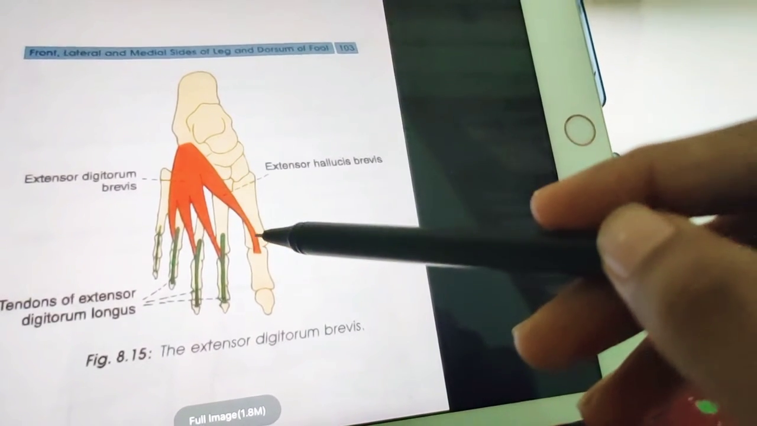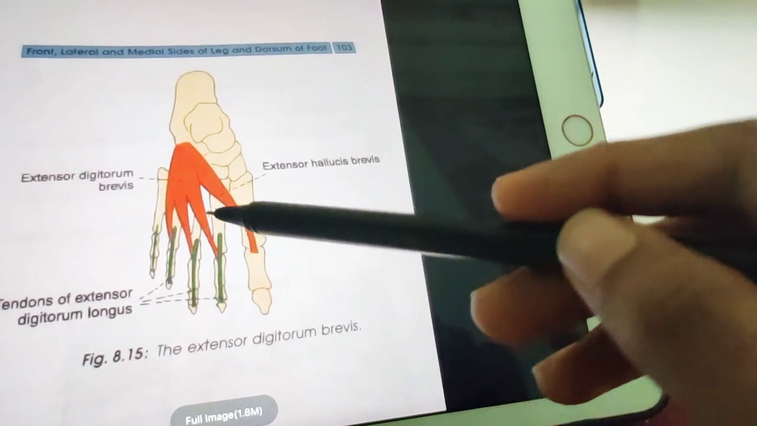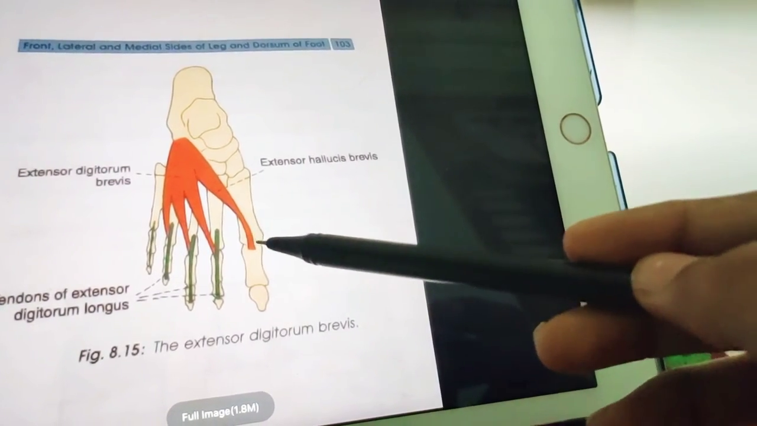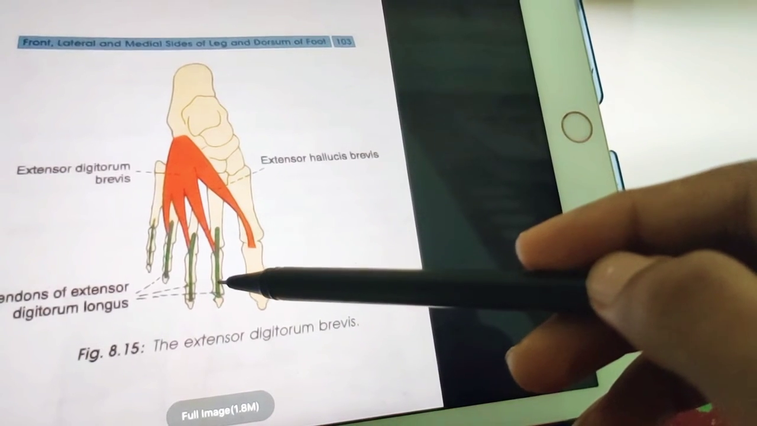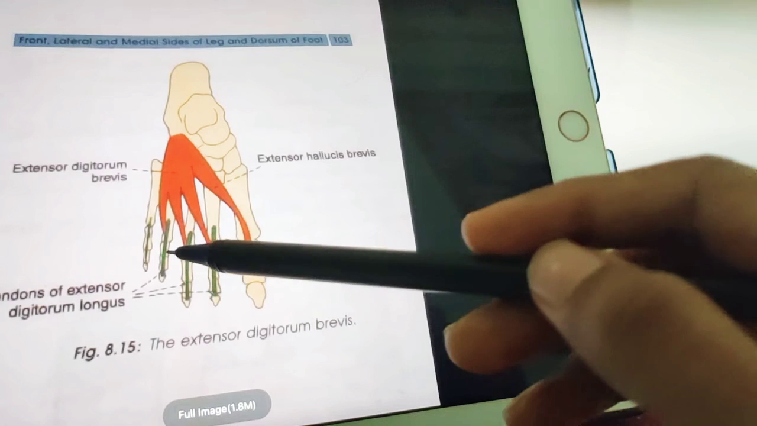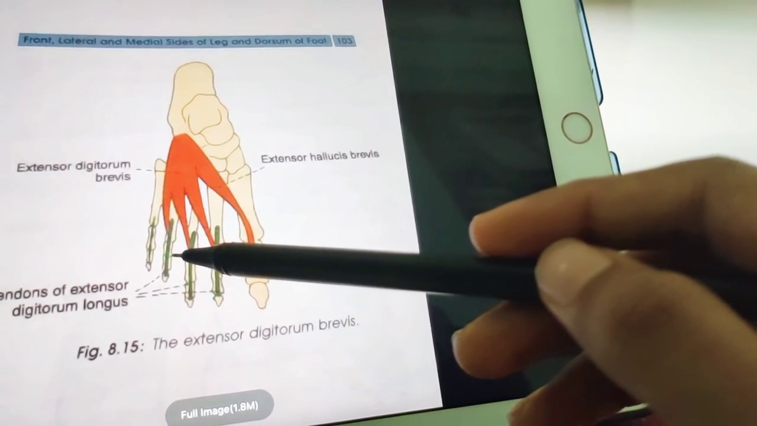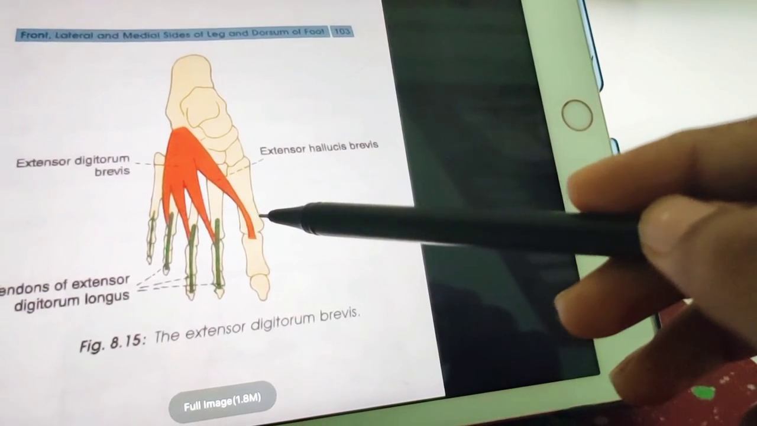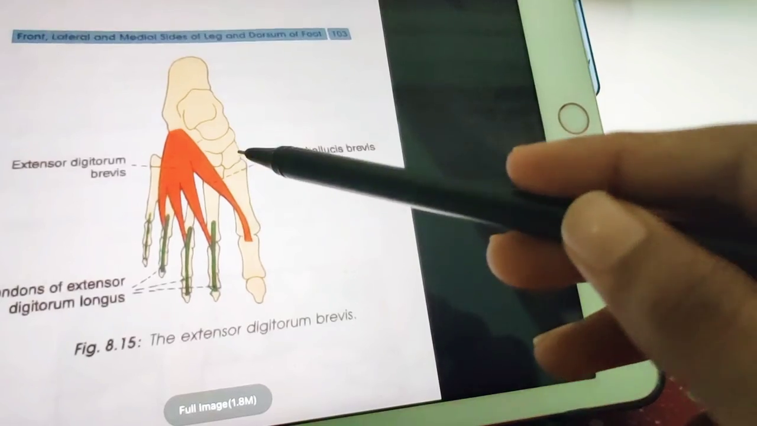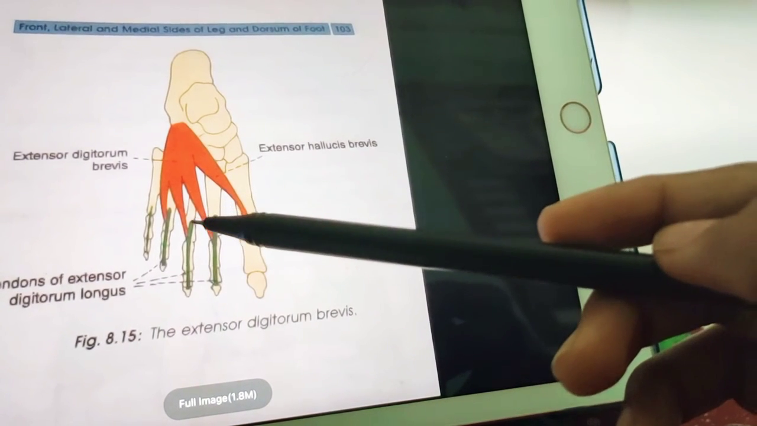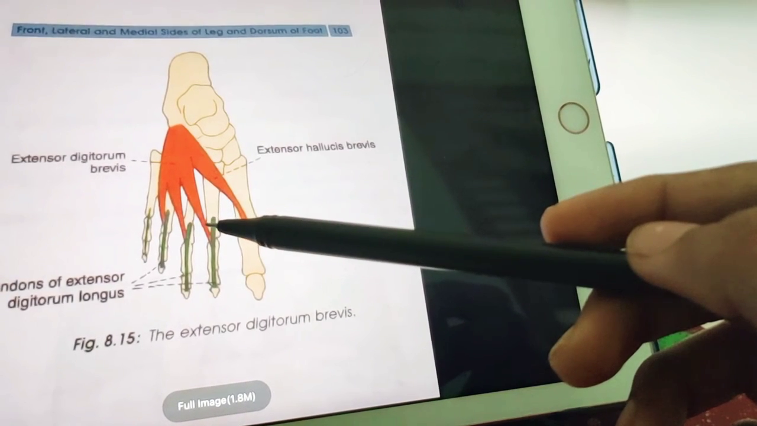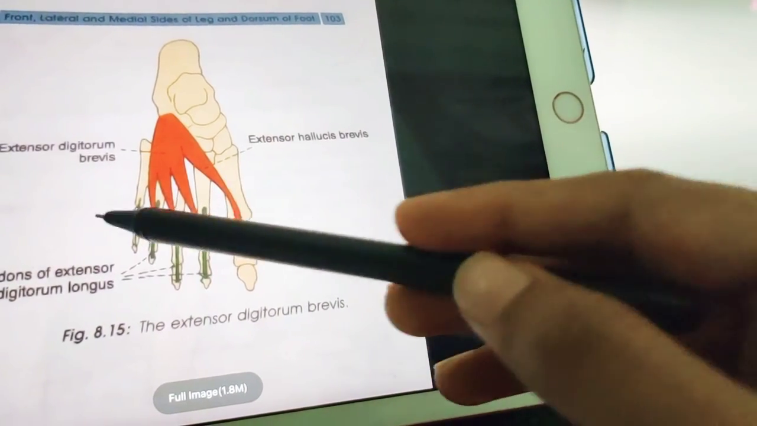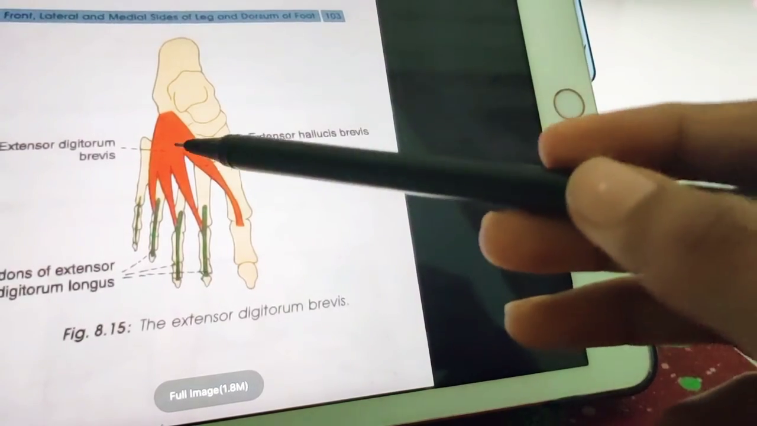Mainly, extensor hallucis brevis extends the metatarsophalangeal joint of the great toe, and the other three tendons extend the metatarsophalangeal joints and also the interphalangeal joints of the second, third and fourth toes, particularly in a dorsiflexed foot. So in the great toe they extend only the metatarsophalangeal joint, but in the other toes they also extend the interphalangeal joints as well as the metatarsophalangeal joints, especially in the case of a dorsiflexed foot.